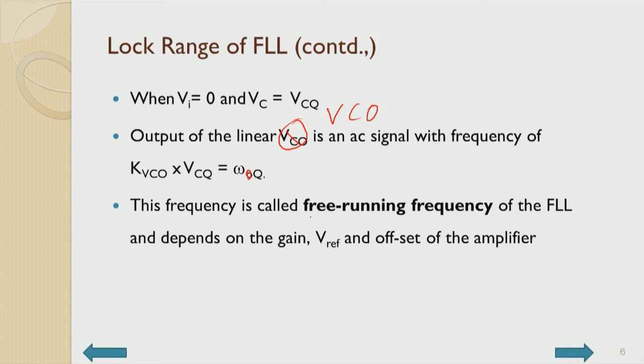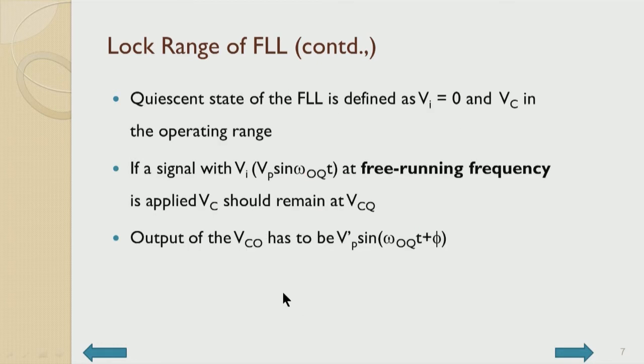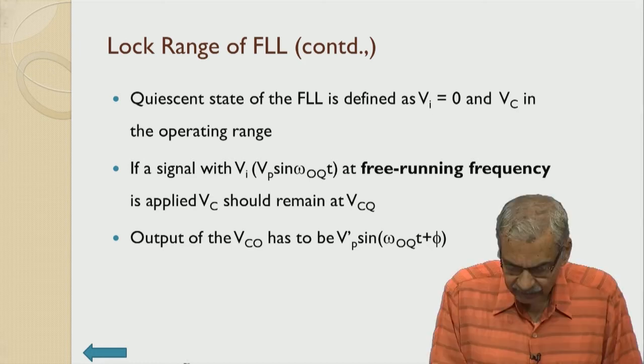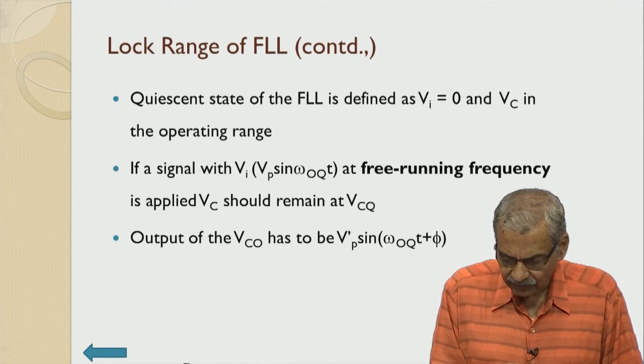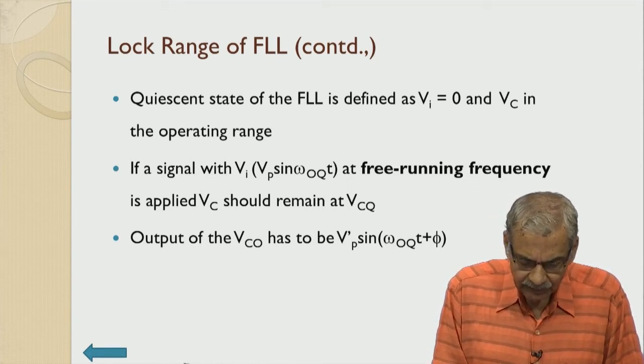This frequency is called the free running frequency of the FLL and depends upon the gain of the amplifier, its input offset, and V reference, etc., of the amplifier input. So, the quiescent state of the FLL is defined as Vi equal to 0 and Vc in the operating range. Setting the Vcq such that it is free running at the desirable frequency, we will just see what the desirable frequency of free running should be later, is called tuning the PLL.